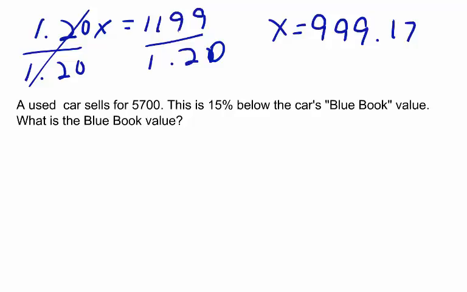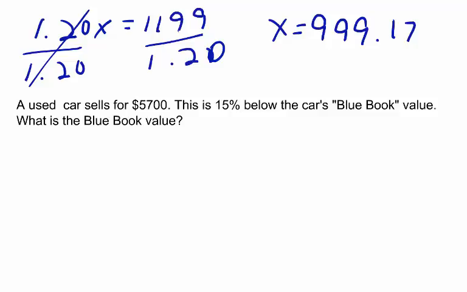Let's take a look at another problem where we're looking at a percent decrease. Suppose a used car sells for $5,700. This is 15% below the car's Blue Book value. In other words, what the car is presumed to be worth. We want to find the Blue Book value of the vehicle.